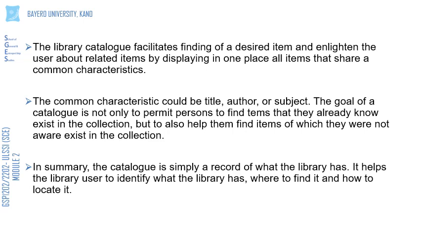The goal of a catalog is not only to permit persons to find items that they already know exist in the collection, but also to help them find items of which they were not aware exist in the collection. In summary, the catalog is simply a record of what the library has. It helps the library users to identify what the library has, where to find it, and how to locate it on the shelf.